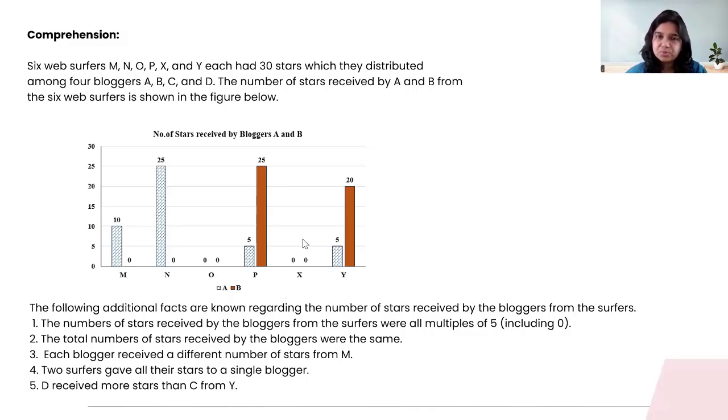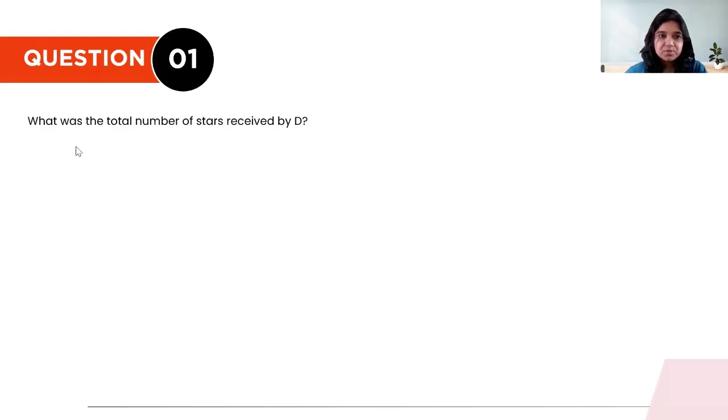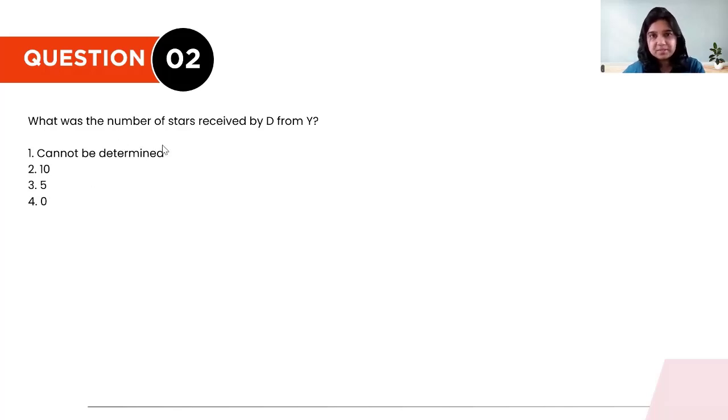Let's quickly glance through the questions and then come back and solve the entire set together. Question 1 was, what was the total number of stars received by D? That's a straightforward question, a single answer question. Question 2 is a theta question. What was the number of stars received by D from Y? Cannot be determined, 10, 5, and 0. So there's a possibility of cannot be determined.